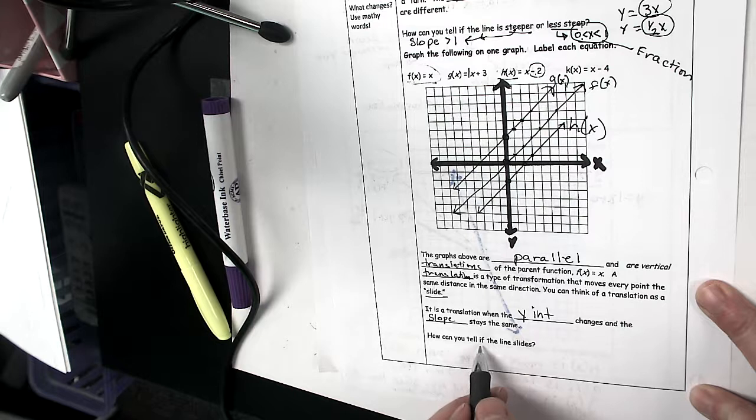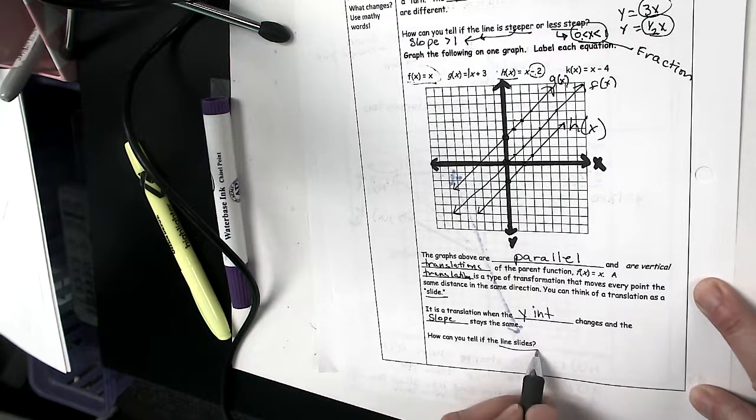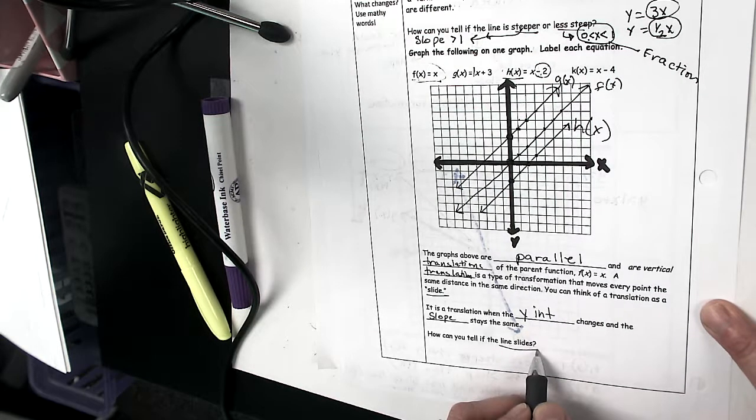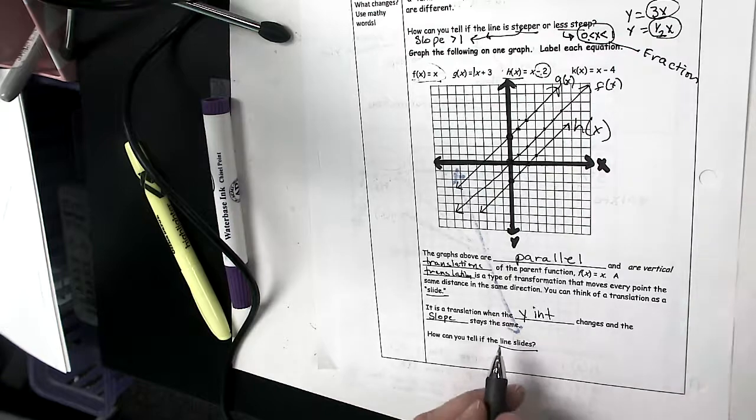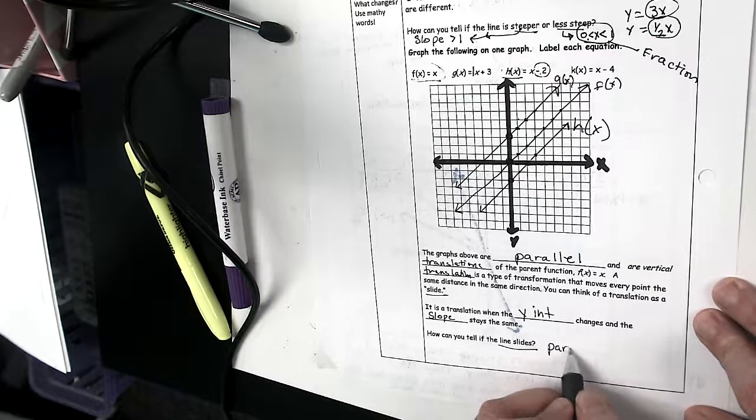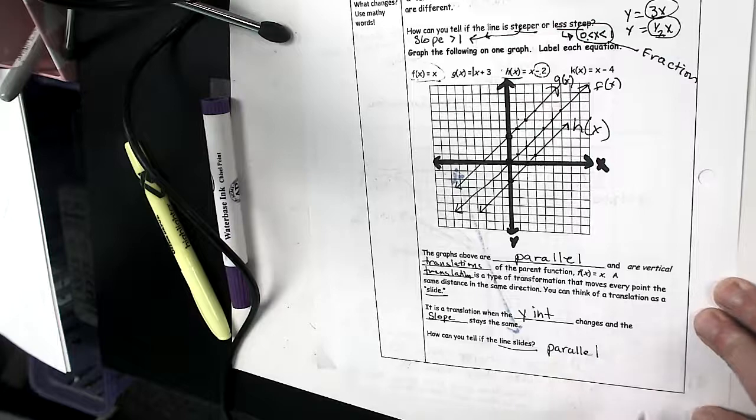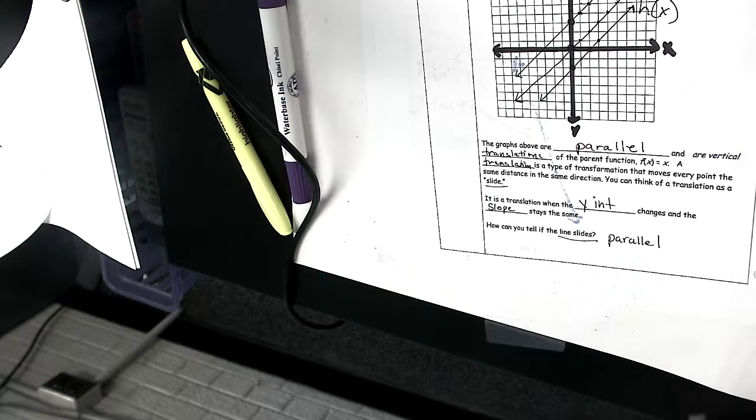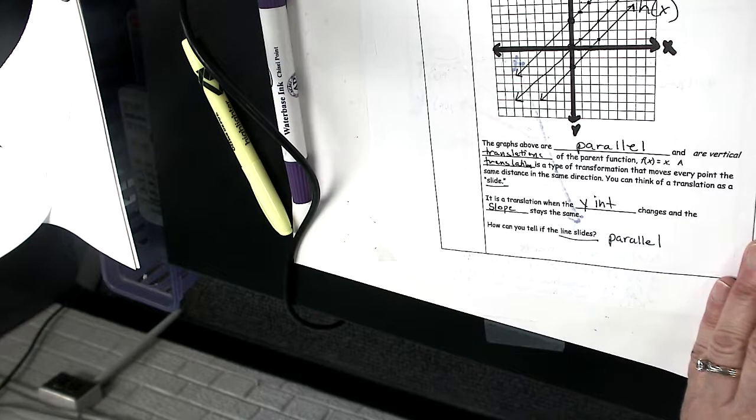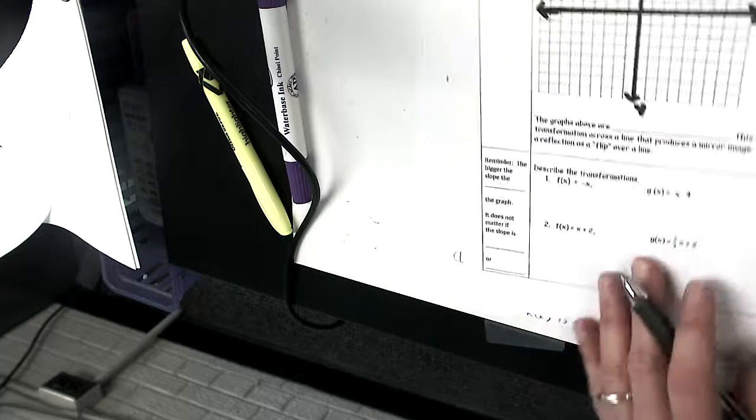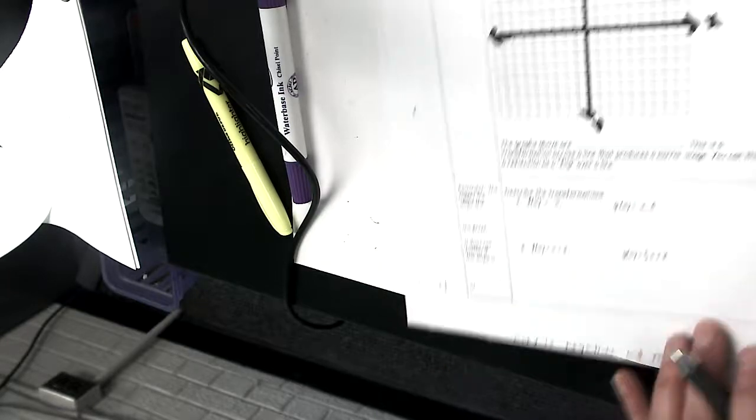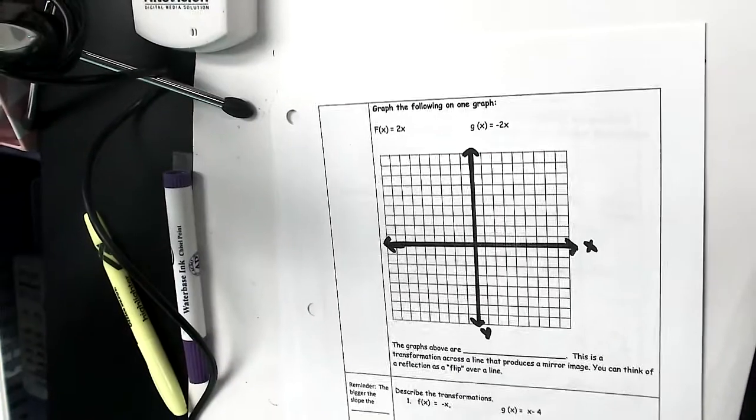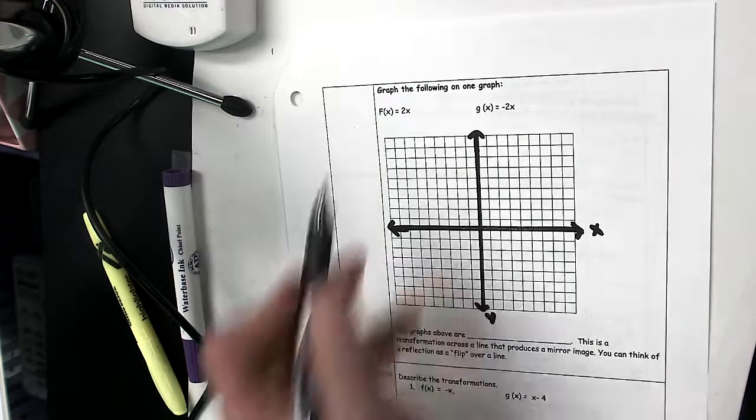Last one on here. All right, so let's graph these. f of x equals 2x and g of x equals negative 2x. So that's 2x plus 0. We don't have a parent function, notice. This is just our first function and our second one. So it starts out at 0. We go up 2 over 1, up 2 over 1, up 2 over 1. Everybody should have that.